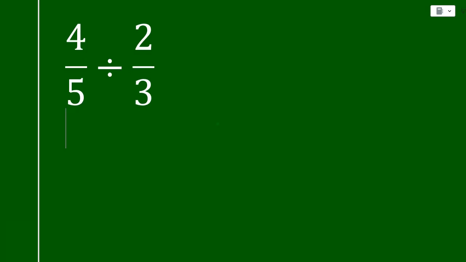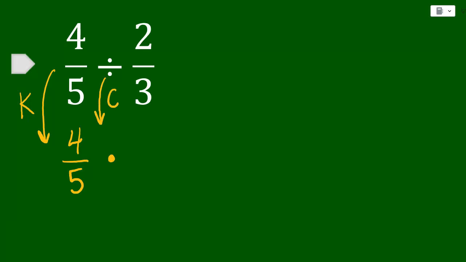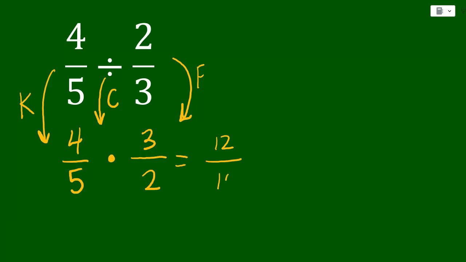We're going to do 4/5 divided by 2/3. We're going to keep 4/5 and leave it alone. We're going to change the sign to multiplication, and then we're going to flip 2/3 into the reciprocal, 3 over 2. So all we have now is 4/5 times 3 over 2, and we just multiply. 4 times 3 is 12. 5 times 2 is 10.